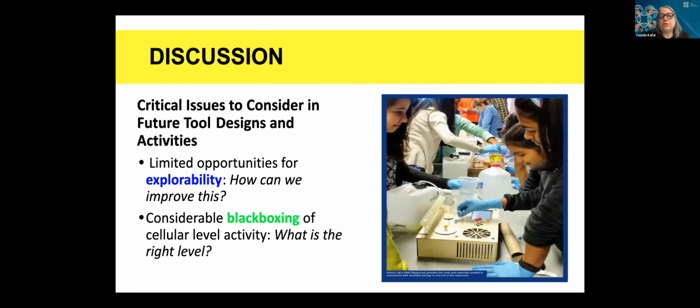But I think there are some critical issues which we need to consider in future tool design and activities. So, limited opportunities for explorability: how can we improve this? And then also the considerable black boxing of the cellular activity. We really have to think very carefully, what is the right level here? What do we need to make accessible? Like in computer science, kids don't program or make with 0s and 1s. We have created all these interfaces.